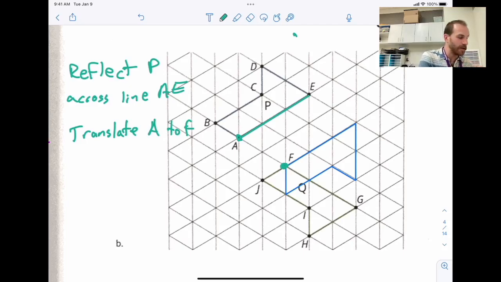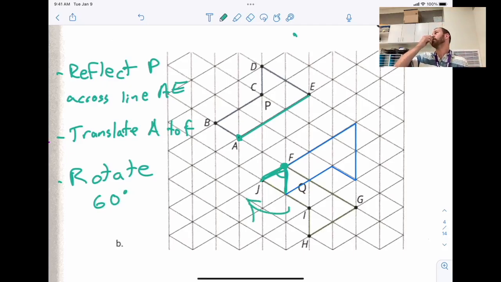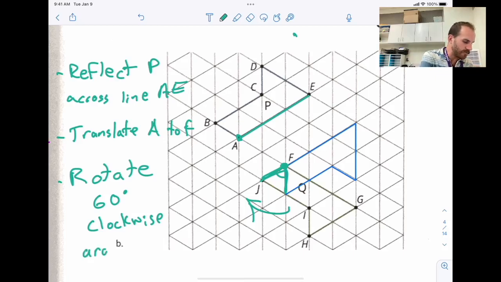And then can you guess what we're going to do next? If you said rotate, awesome. We are going to rotate, and we want this line here to end up here. How many degrees is that? Well, it's 60 degrees, so we're rotating 60 degrees. What direction was that? If we look up at the clock, that is counterclockwise. Oh, no, that's clockwise. So 60 degrees clockwise and around F. So F is our center of rotation.